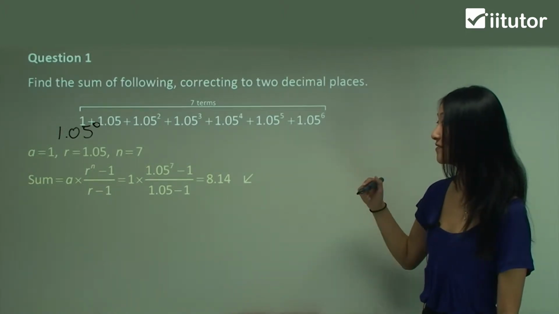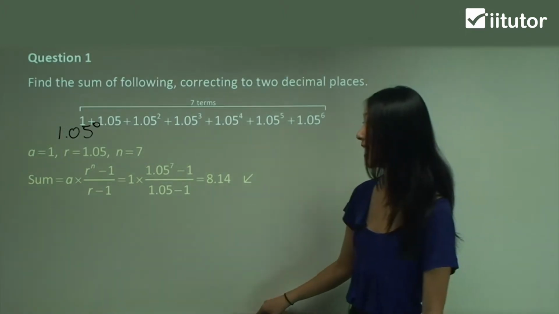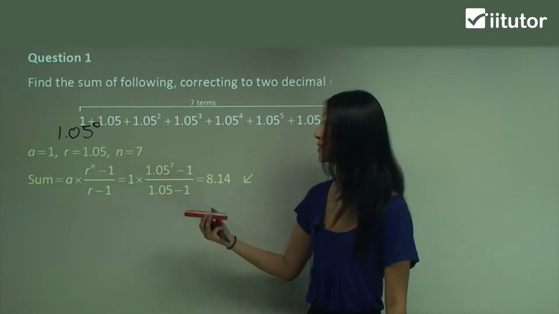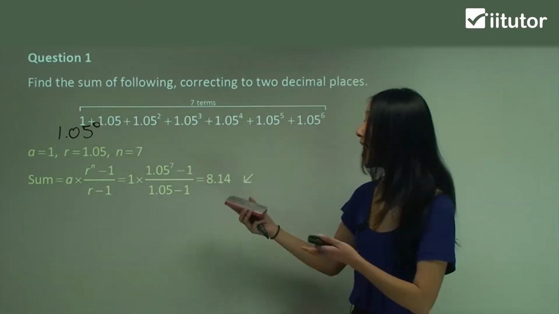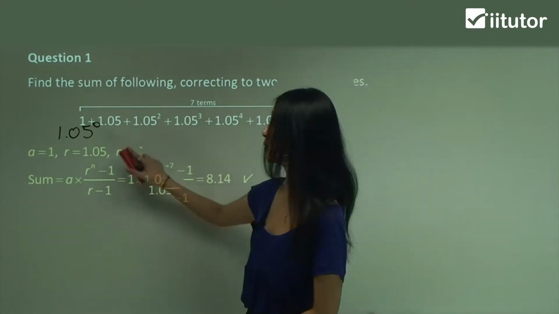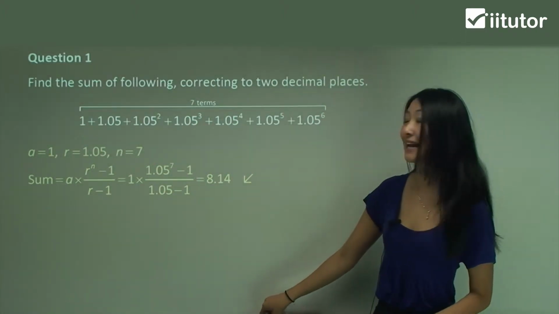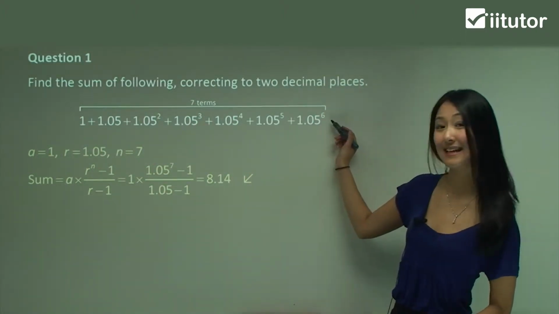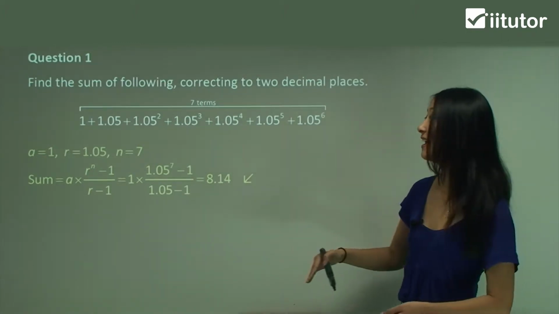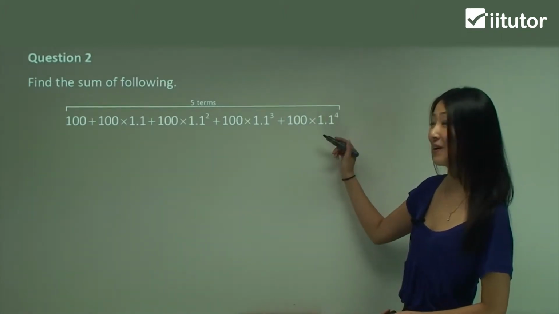So what we've done here is we've just worked out what a, what r, and also what n equals, and just substituted into this equation. And I think the most difficult part here is remembering that although this is 6, there's going to be 7 terms. Okay, let's have a look at the next question.